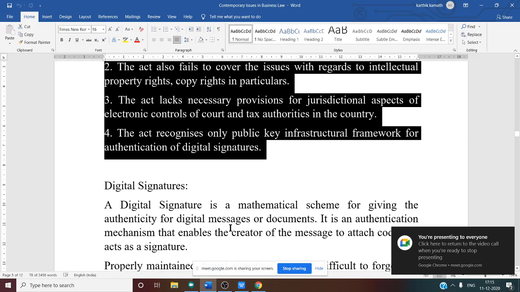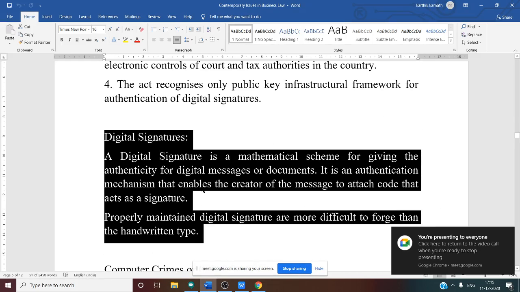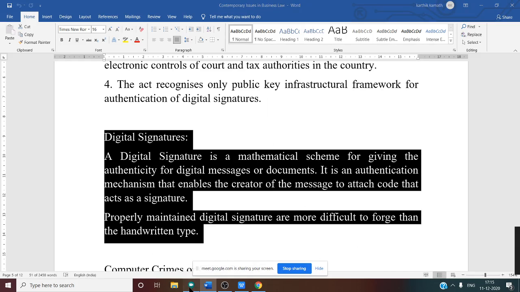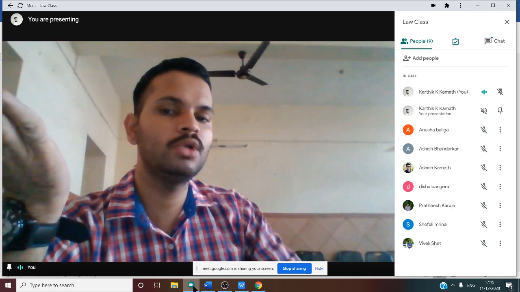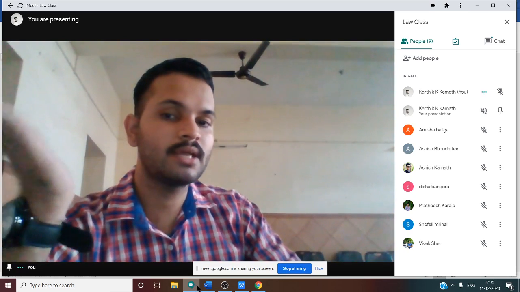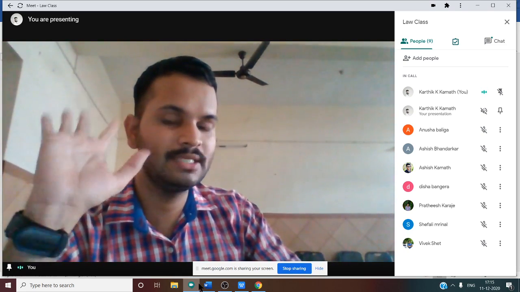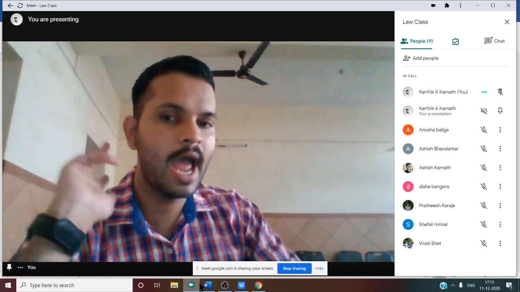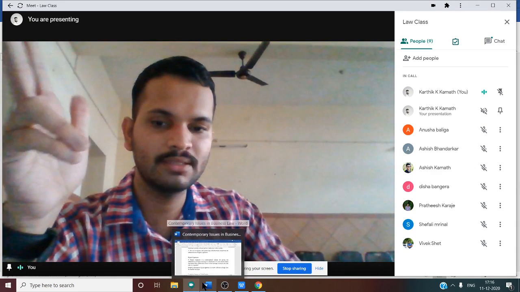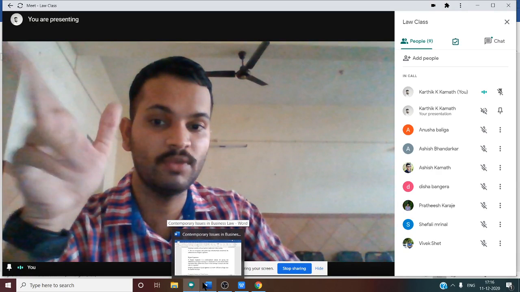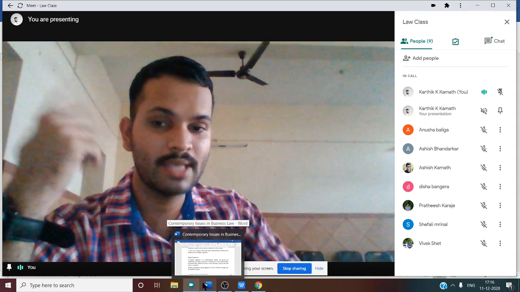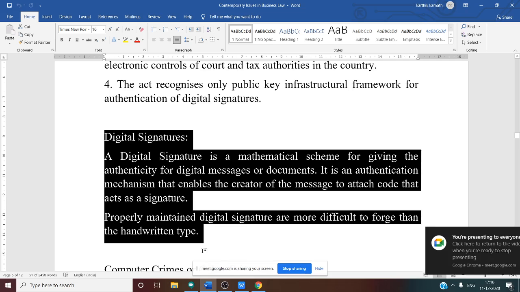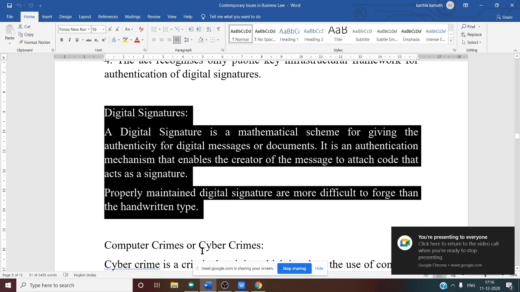Then we discussed digital signature. What do you mean by digital signature? Instead of putting a manual signature on the document, the company can now go for a digital signature. It is safe and secure. It is very difficult to forge. And one more thing, a code may be assigned along with the signature, so you can verify it if you scan that particular code. That is about digital signature.